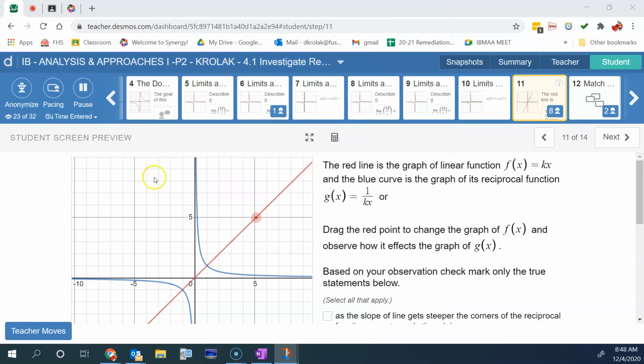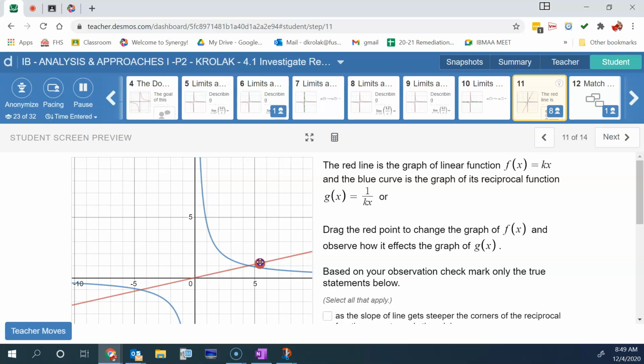If I took this slope and made it steeper, by dragging and making this line steeper, what's that do to the blue graph? Or when I make it shallower, what's it doing to the blue graph? Yeah, exactly. It changes the distance from the origin.